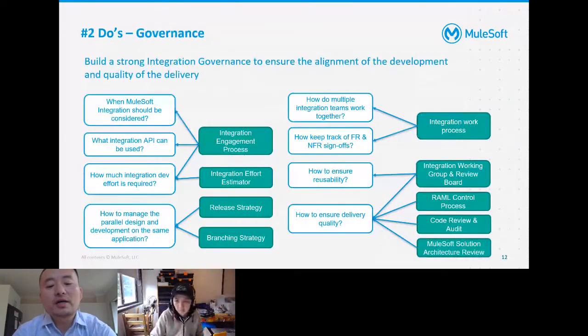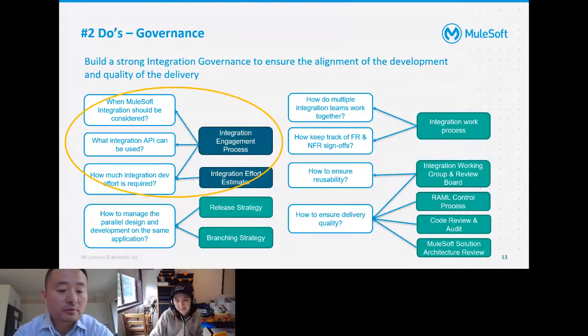So next, I'm going to dive a bit deeper into the governance piece. As promised, I will also talk about the process that we built to ensure the reusability and the quality of the design. But first, integration governance covers many different areas. Due to the time we have today, I only extracted a few of what we have done in the past few years, and I hope they're valuable to today's audience.